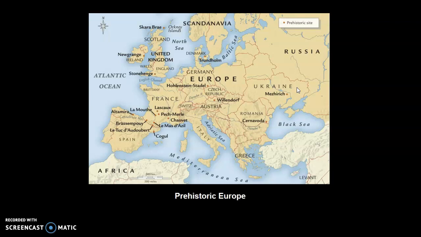So here's a map of prehistoric Europe. If you look at this really closely, you'll see these little red dots. These little red dots denote areas where we have found proof of settlement, and this is a very simplified version. There's all over Europe. There's proof of human existence during the Paleolithic era.